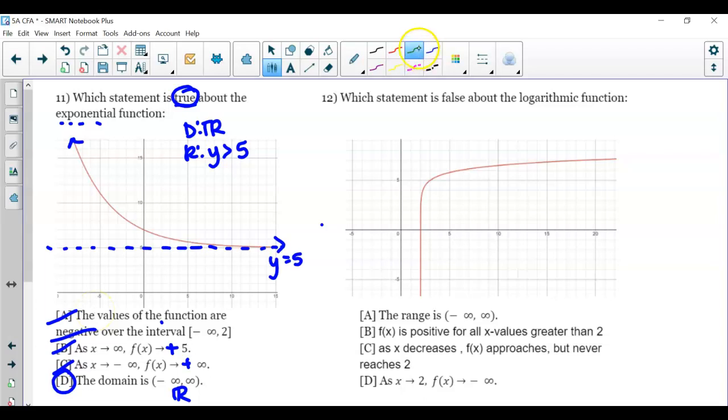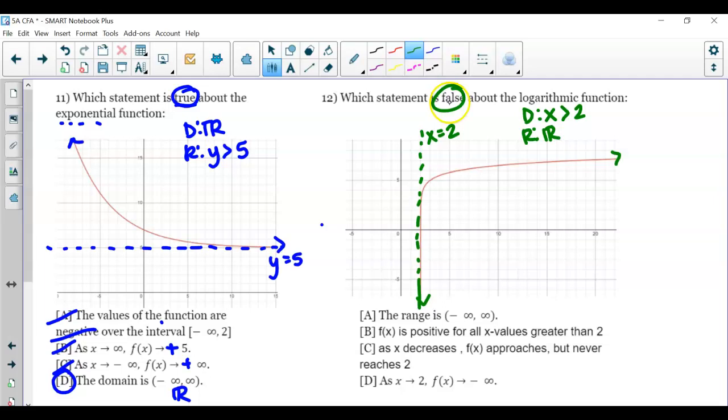Now in question 12, they're asking which statement is false for this logarithm. With a log, remember it is the inverse of the exponential. So we're not going to have a horizontal asymptote, but a vertical asymptote here at x is equal to 2, which means now the domain is what's cut off, because x values are starting at 2 and going to the right. So all x values are greater than 2. However, this graph is constantly going up, slowly but surely, and constantly going down. So that's why now the range is all reals.